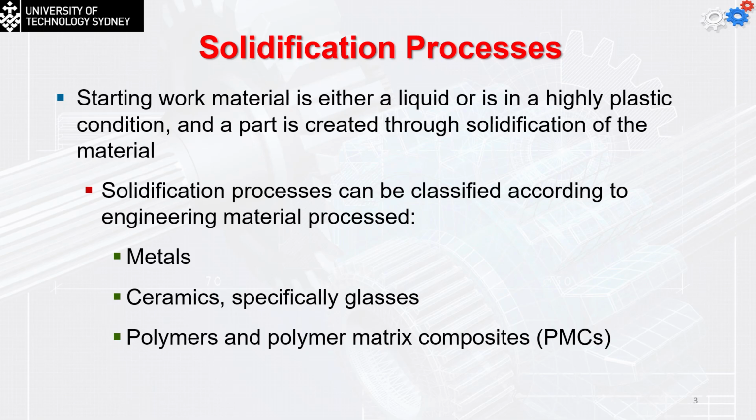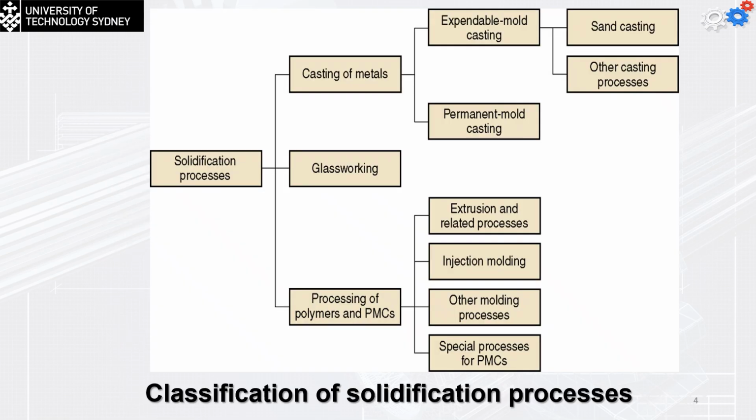The solidification processes can be classified according to the engineering material processed. So we can have them for the metals, we can have them for the ceramics, specifically the glasses, and that's when we mainly have a highly plastic material, not a fully liquid material. Also for the polymers and the polymer matrix composites, or what we know as the PMC.